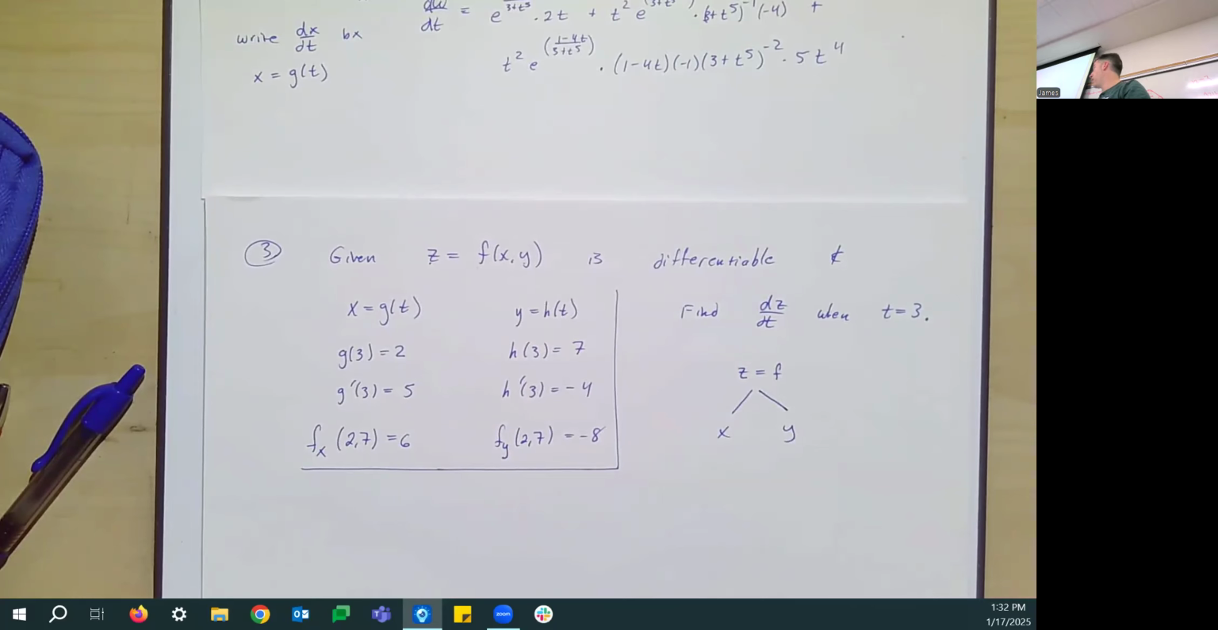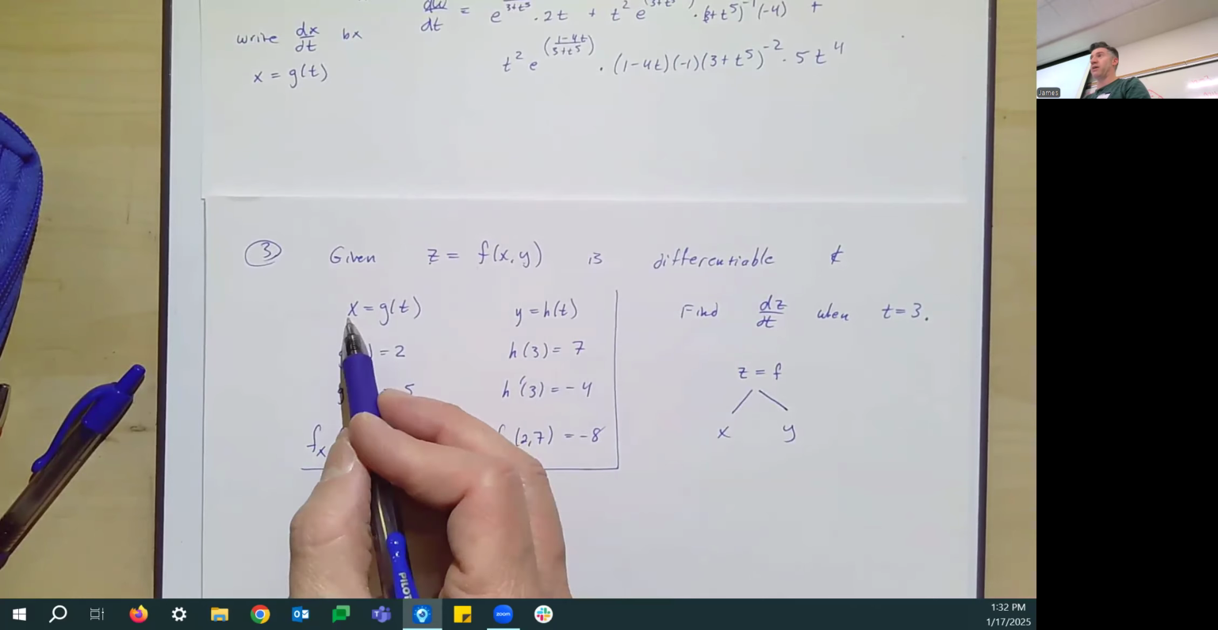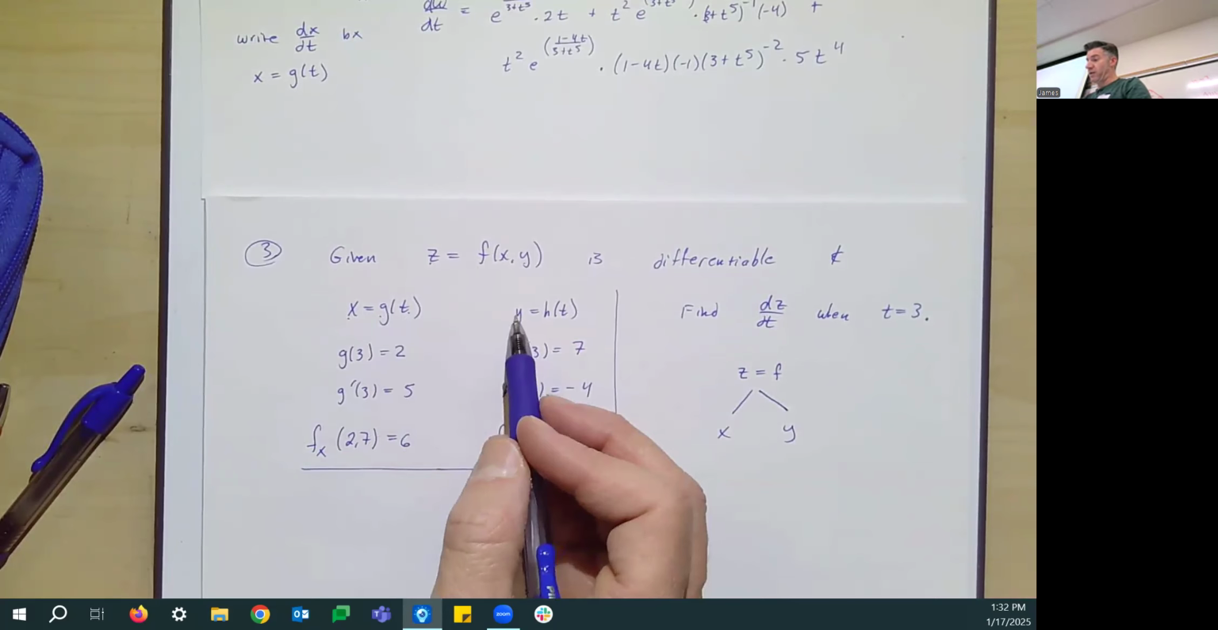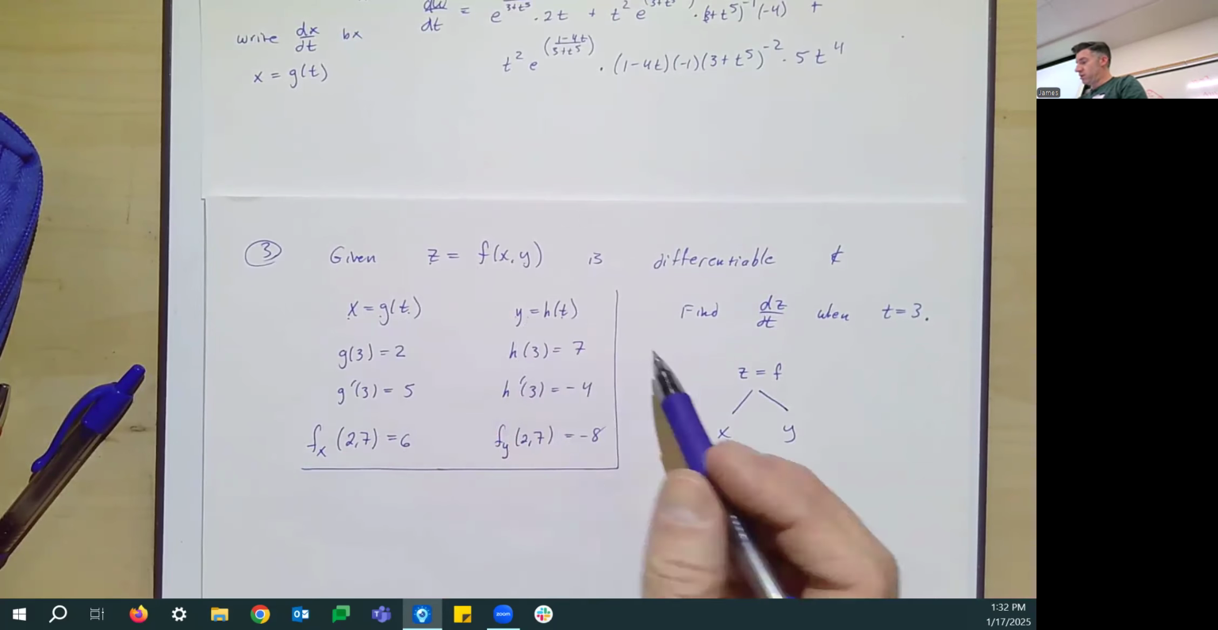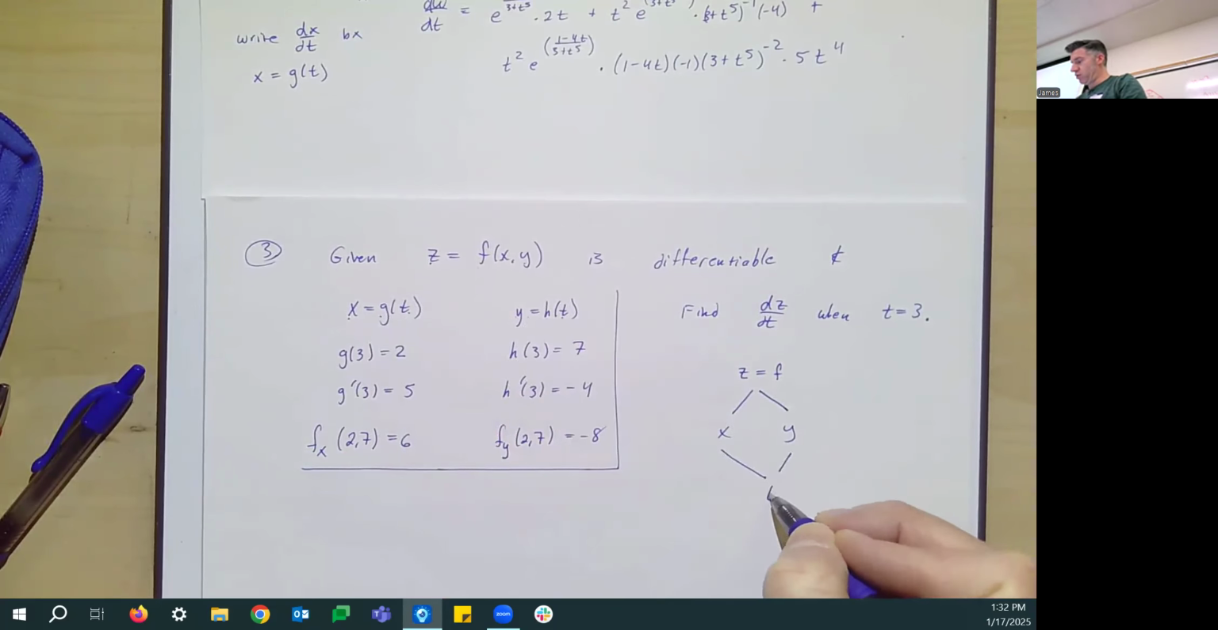And then at the next level, we can see that x is written as a function of t, and y is also written as a function of t. So we have a usual kind of diamond-shaped map, which comes up a lot.